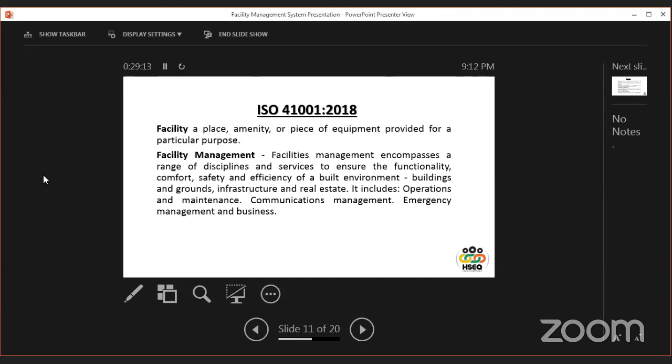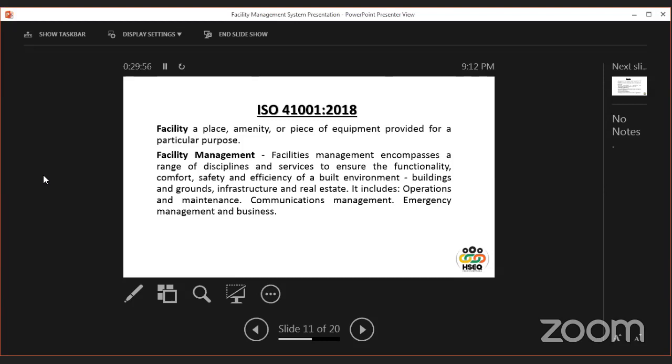Now, when we talk about how to manage these facilities, what do we mean by facility management? Facilities management encompasses a range of disciplines and services to ensure the functionality, comfort, safety, and efficiency of a built environment, buildings, grounds, infrastructure, and real estate. It includes operations and maintenance, communication management, emergency management, and business. For example, if we are taking big machinery which we are using as a facility in our organization, these machines are doing our process and allowing us to manufacture our product to deliver it on time to the customer.